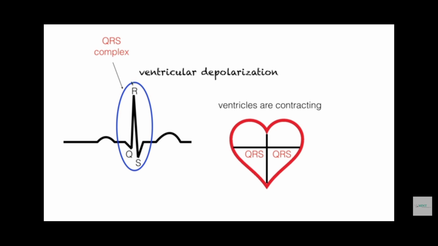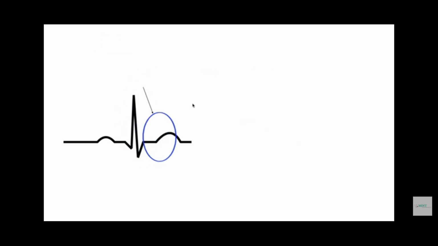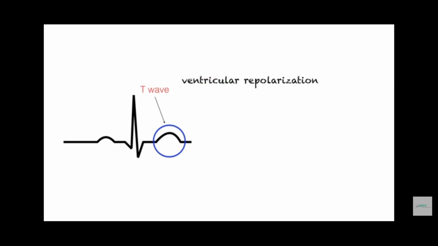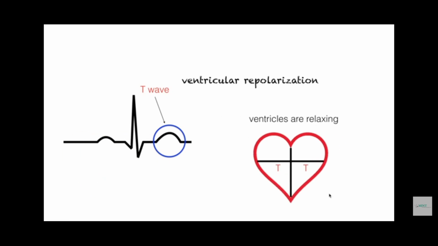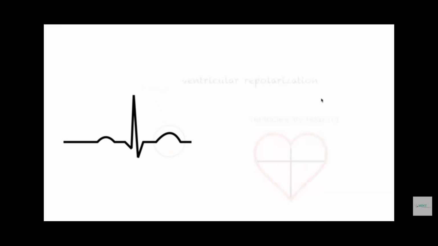Well, along with the QRS complex, that is the T wave. This represents ventricular repolarization. This means that the ventricles of the heart are relaxing. Remember always, class, that for every depolarization, there should always be a repolarization. Being said, it means that for every contraction, there should always be a relaxation.